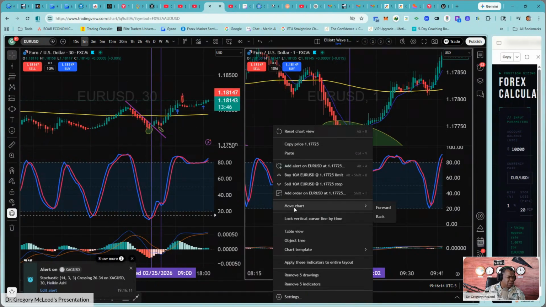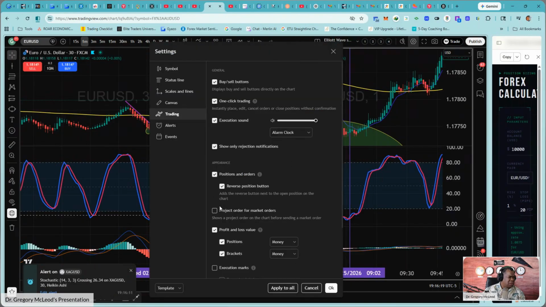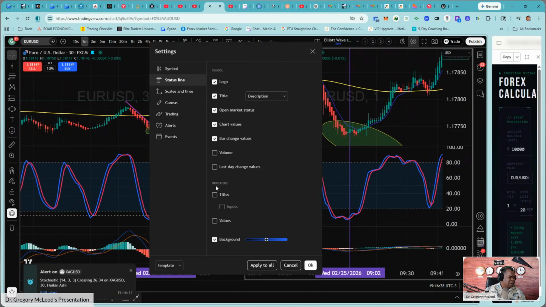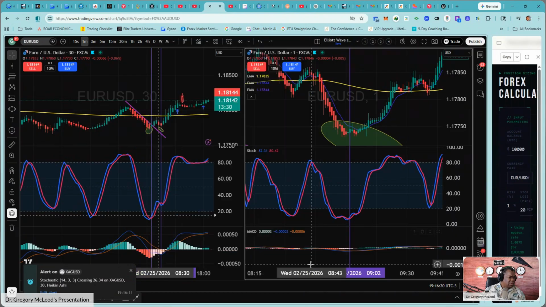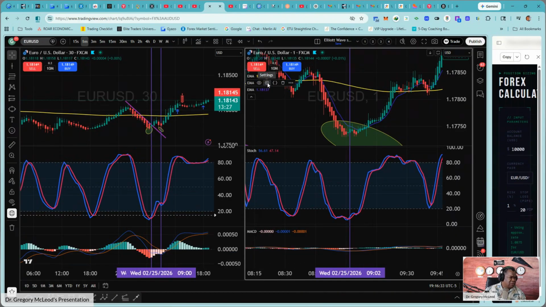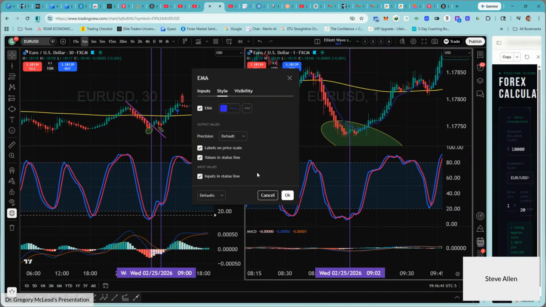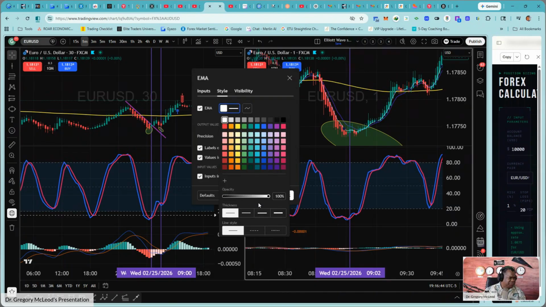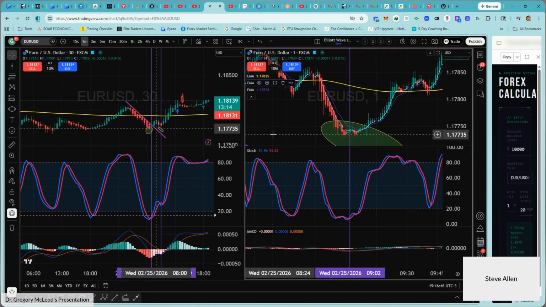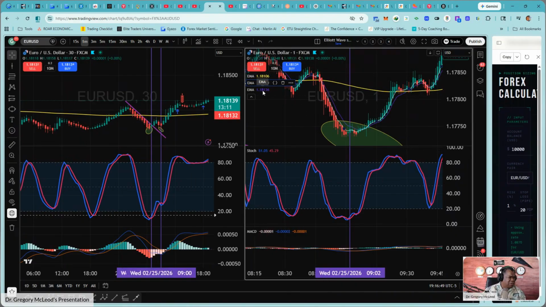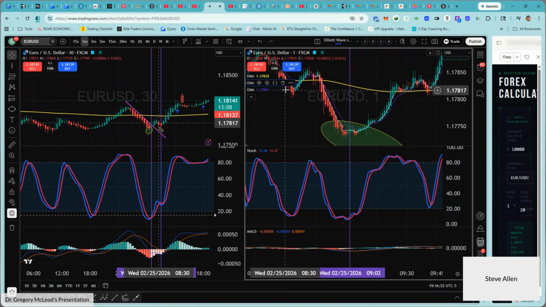Oh, and Silver's doing it too. Okay, let me go settings, title bar, status line. Okay, values and title. I get rid of all these settings. What color do you use for your 5? I usually use white. Okay, I'll keep it standard, because it's easy to see. And what do you use, 8 or 9? I use 9. Okay, that's fine.